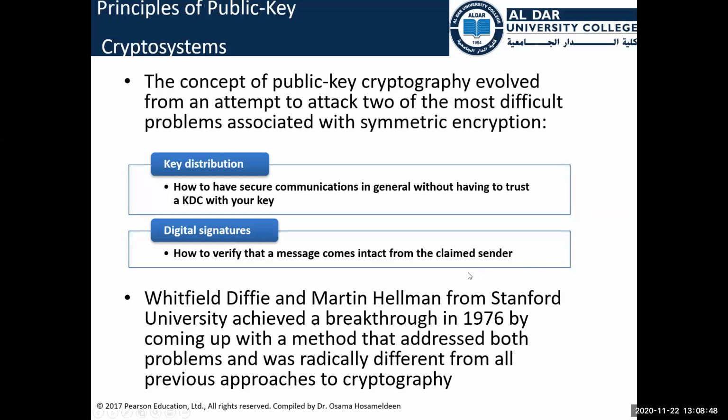Diffie and Hellman actually made a breakthrough in crypto systems. They added public key cryptography, and starting from that day, many other types of public key cryptography were developed from their idea.